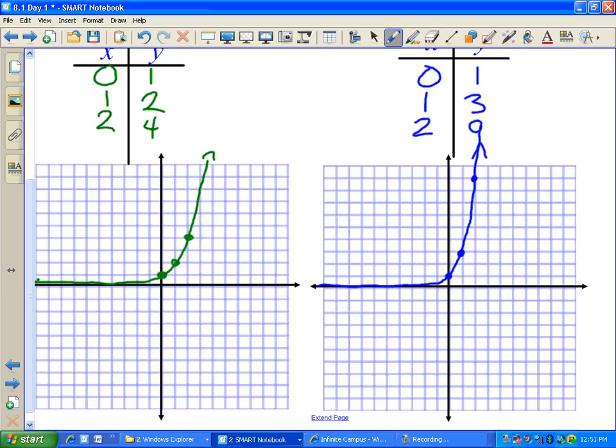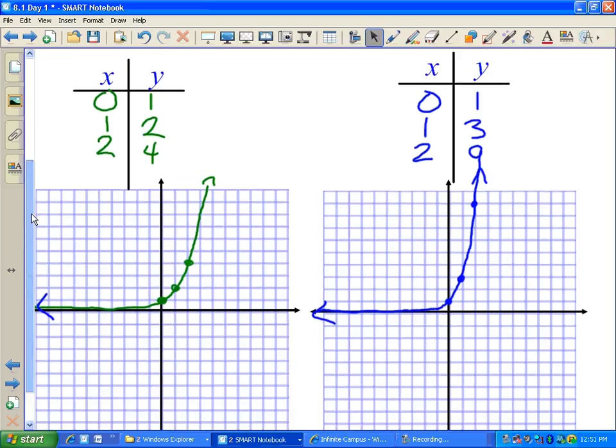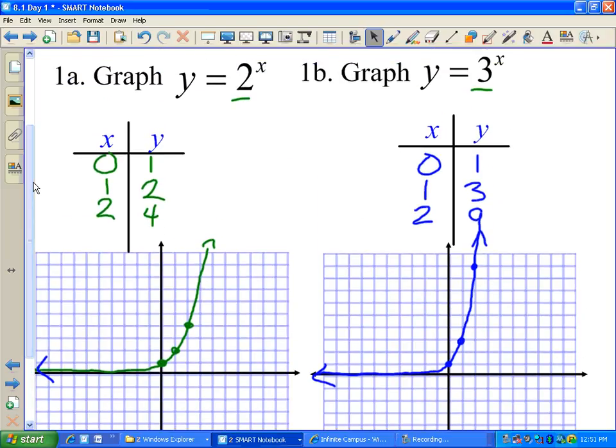Now, when I draw these, I have a tendency to draw the arrow on the right, and I don't always draw the arrow on the left. This is going in both directions, positive and negative, as it grows. So I do want arrows on both sides. But my question about this is, what is the difference if I change my base?